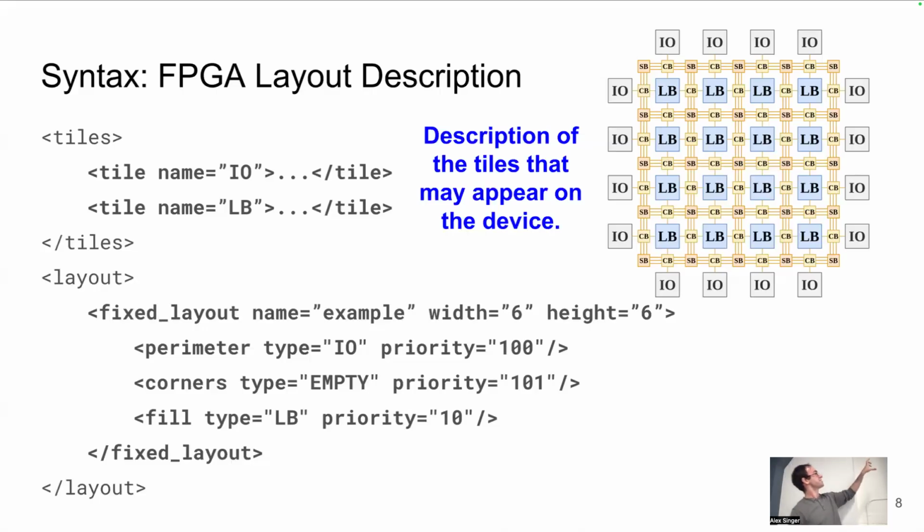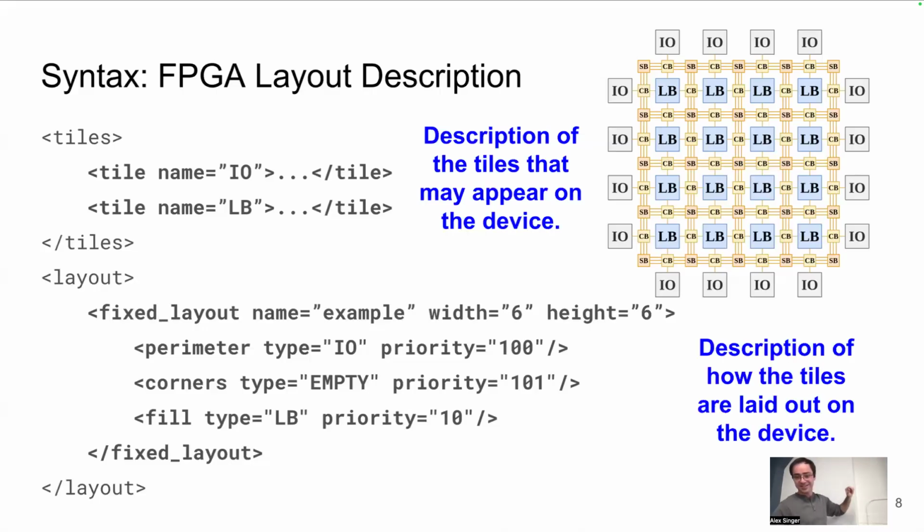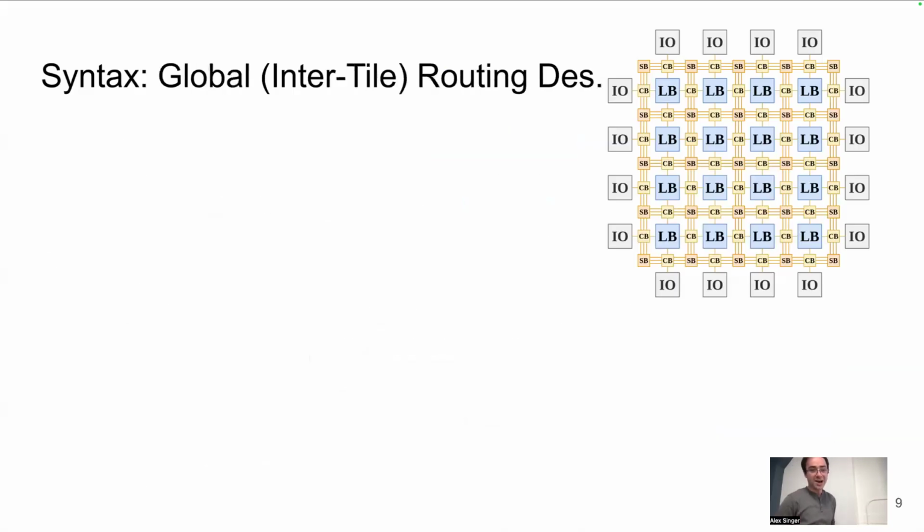So the top is a description of the tiles that may appear on the device, and the bottom is a description of how the tiles are laid out on the device. I just add little notes here so that if people watch the slides later, they have the notes. So now we're going to talk about the intra-tile routing description.